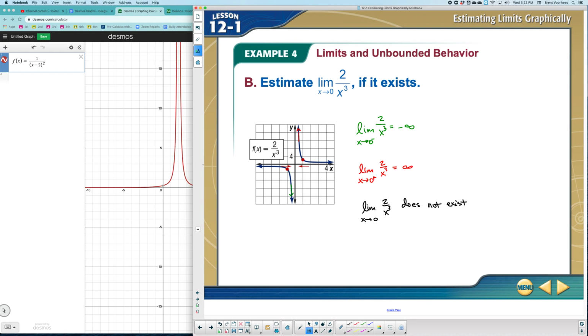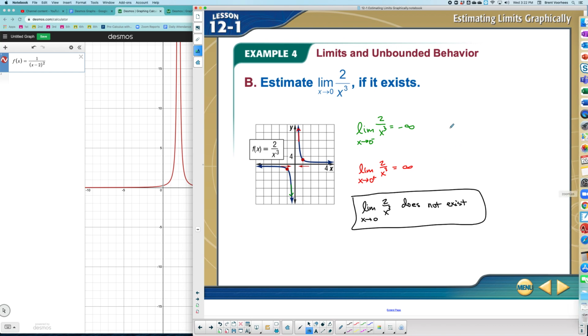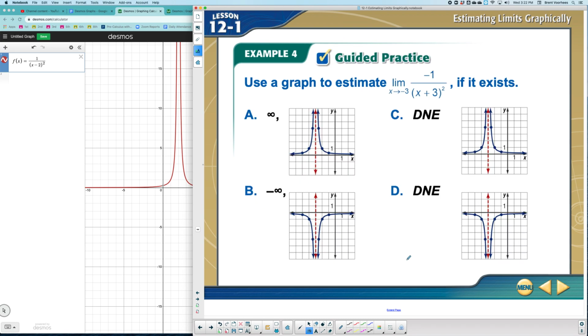Again, this doesn't exist for two separate reasons. First, the left-hand and right-hand limits do not equal one another. Secondly, they're increasing and decreasing without bound. Left-hand limit, and this would be the right-hand limit. So here's DOL number 4.